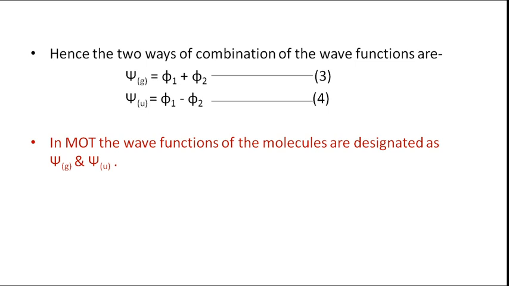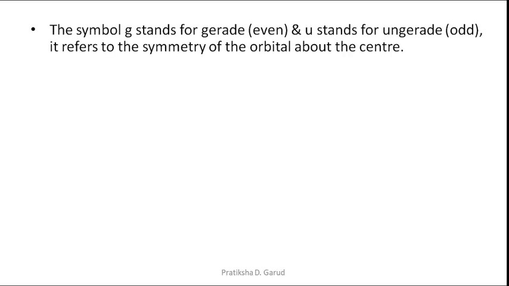So what are this g and u? G stands for gerade and the symbol u stands for ungerade. What is the meaning of gerade? Gerade means even, even means same. When the orbitals have the same sign, it is called gerade, and when the orbitals have the opposite sign, it is called ungerade. And this symbol refers to the symmetry of the orbital about the center.